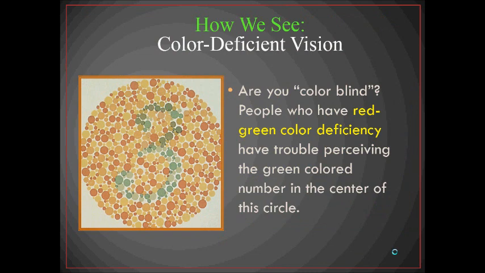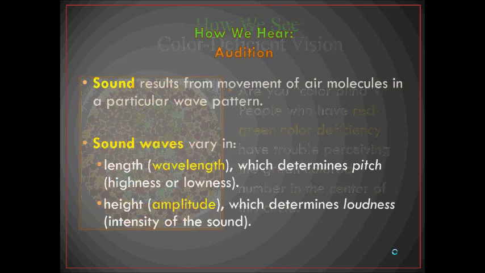So something that sadly many people have issues with is colorblindness. It's more common in males than it is in females, as it is typically understood as an X-linked genetic factor. So people who have a red-green color deficiency would have trouble perceiving the green color number in the center of the circle. So if you're taking a look at this and you don't see a big green 7, then you may have red-green color blindness. And yes, I was just joking. That's a green 3. Fun little trick I like to do in class.